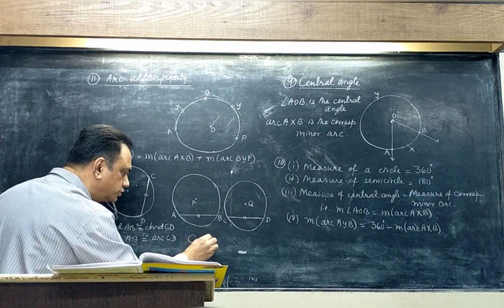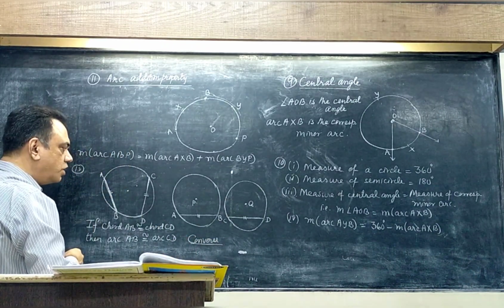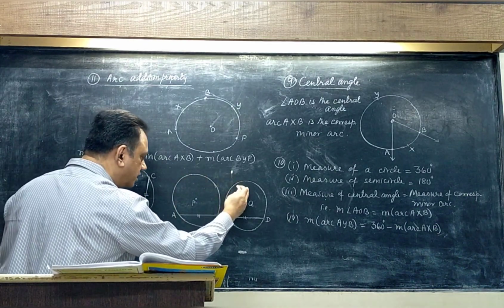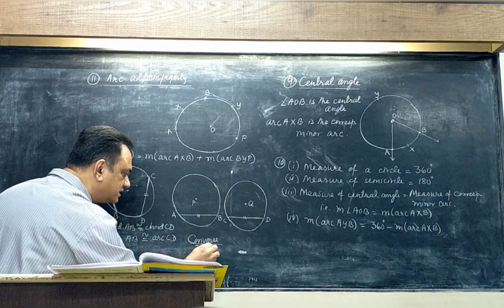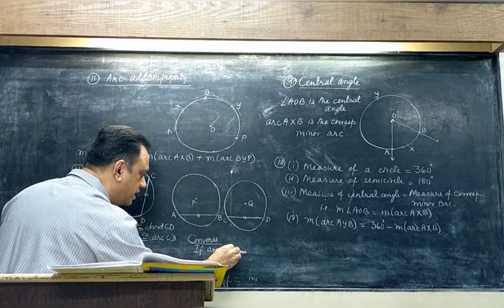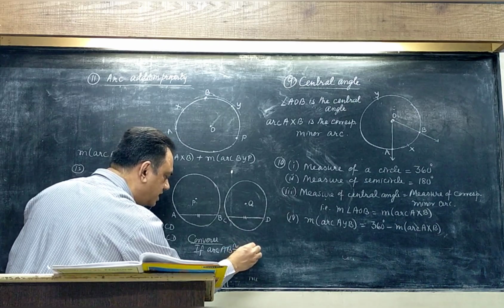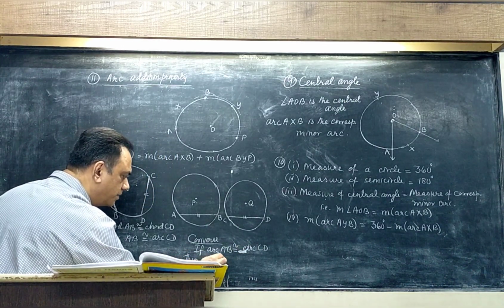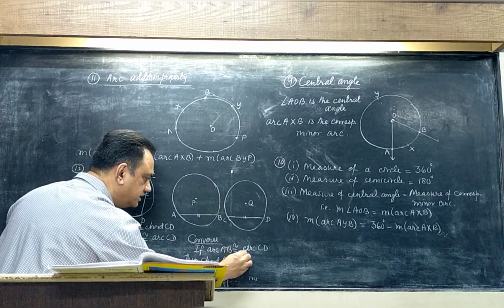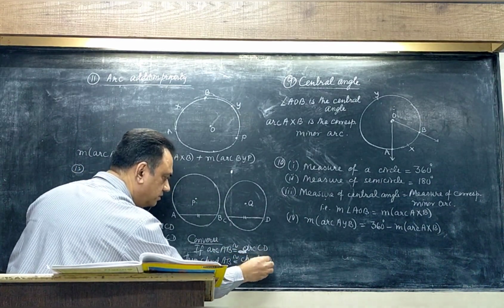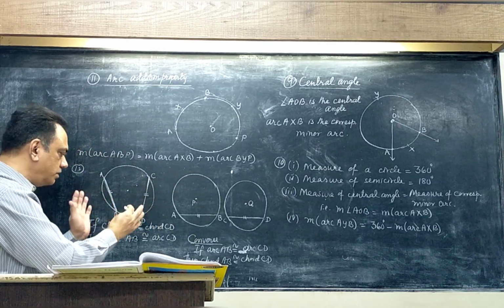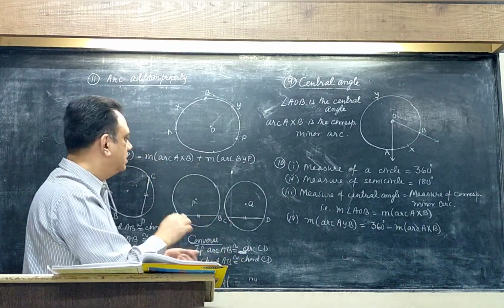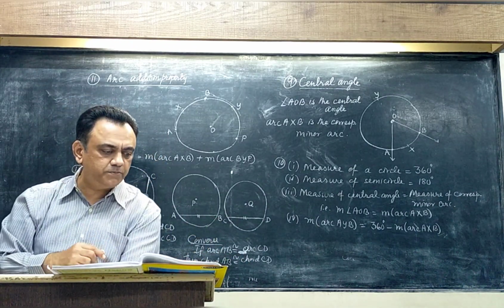The converse is also true. What's the converse? In the same circle or in congruent circles, if the arcs are congruent, arc AB congruent to arc CD, then chord AB will be congruent to chord CD. These are the two different things I have told, the main theorem and the converse also. Then let's go on to the 13th point.